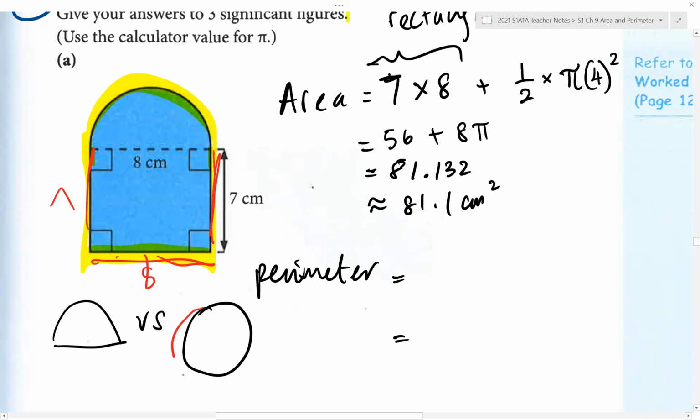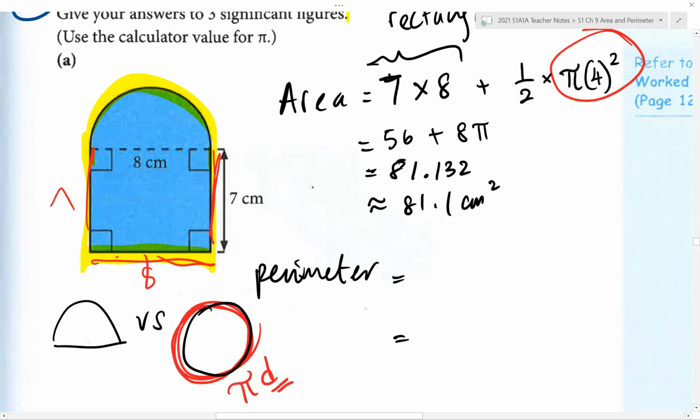Do you know how to find the circumference of a circle? No, I don't know. Circumference of a circle. Just now we had pi r squared. What is the other one that you remember? Very good, pi d. The perimeter, the circumference, is called pi d.